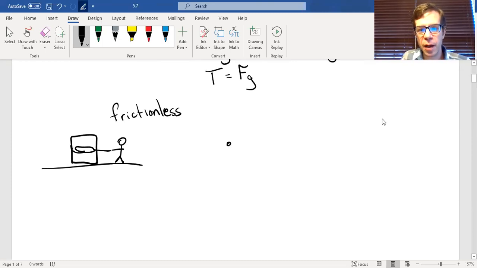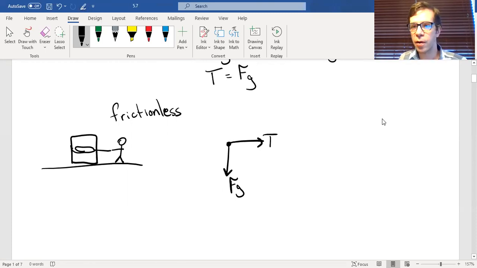So if we look at the free body diagram of the box, again, there's some force of gravity. This time it's in contact with the rope that the person has tied around it, and the tension is in the direction that the rope is. And it's also in contact with the ground, so we have a force perpendicular to the ground, which is the normal force.